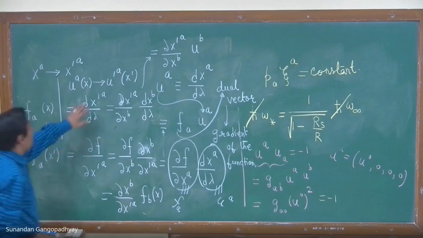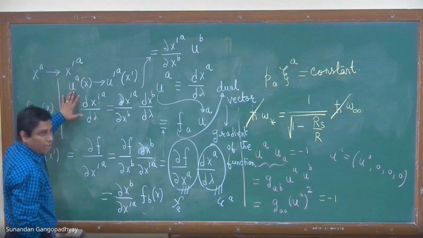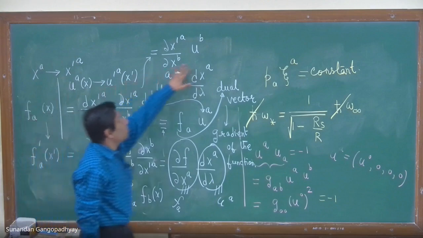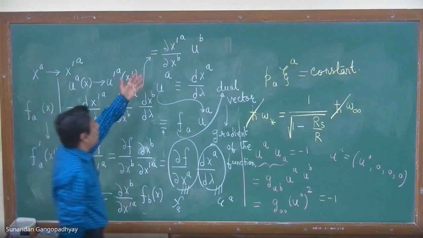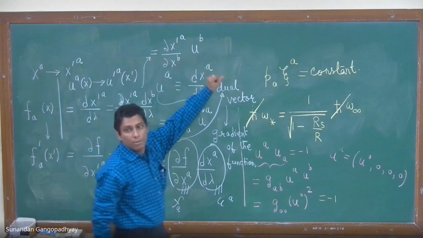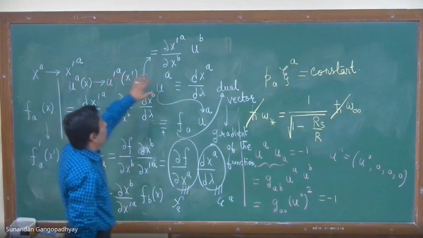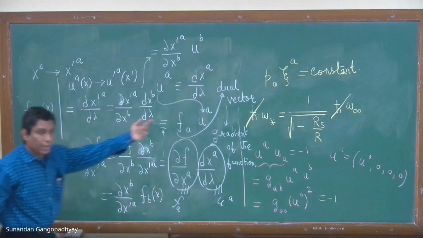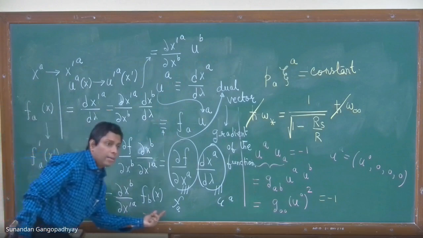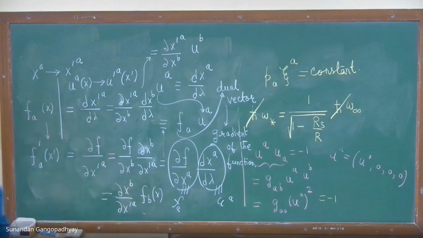So you can see that under this coordinate transformation from x A to x prime A, this tangent vector to the curve at any point transforms in this way, and the dual vector, which is the gradient of the function, transforms in this way. So anything which transforms in this way, we shall call it to be a vector. More precisely, since the index is on top, we shall call this to be a contravariant vector, and any object which transforms like this dual vector, in this way, the index is downstairs, we shall call it to be a covariant vector. Contravariant and covariant vector.